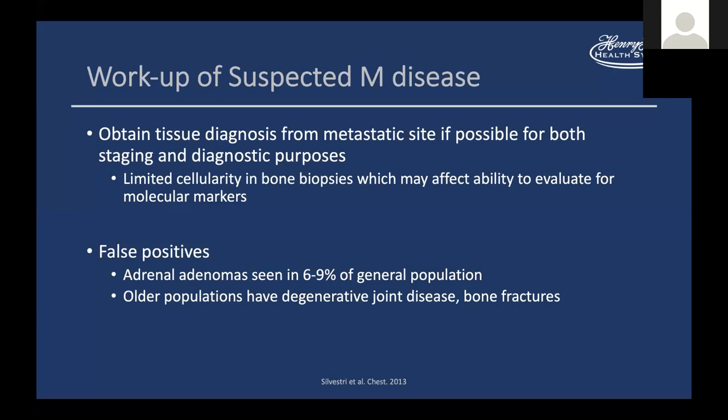I do have a point here about bone biopsies. There are concerns out there that there is less cellularity in bone biopsies, so the tissue may not be as helpful and not sufficient for molecular markers. So that's one thing to consider when you're choosing a site to biopsy. And then also, when you talk about lung cancer, adrenals are a common site for metastases, however, they can also be a common site for false positives. So adrenal adenomas can be seen in 69% of the general population. Other false positives, when you're looking at metastatic disease, can also be degenerative bone disease or bone fractures in the older patient population.